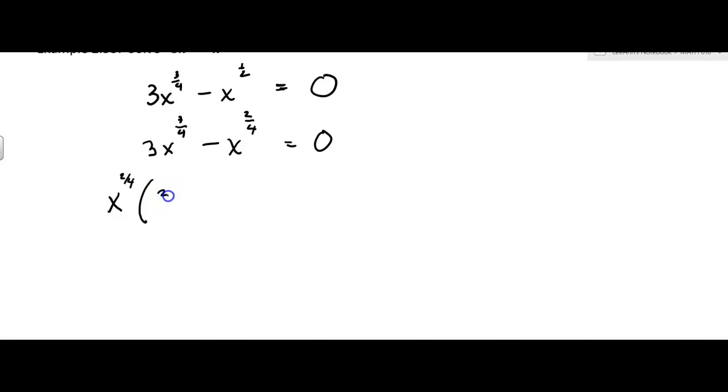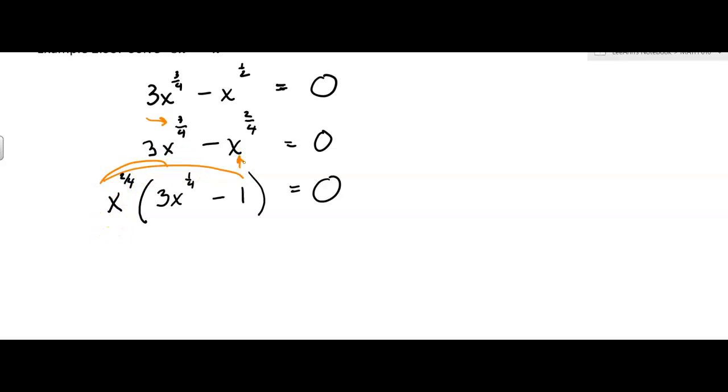Then that leaves me 3x to the 1/4 minus 1 equals 0. Okay, so if you were to distribute this in, you would add exponents, so 2/4 plus 1/4, that's the 3/4, and then the whole thing times 1 is just going to be that, right?